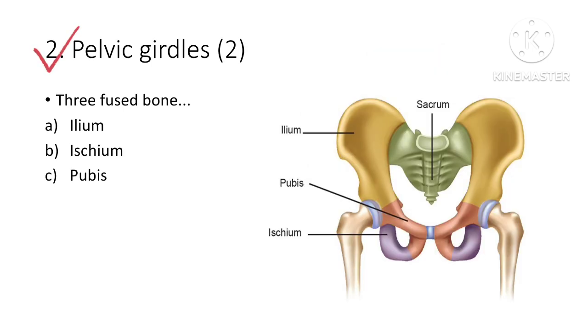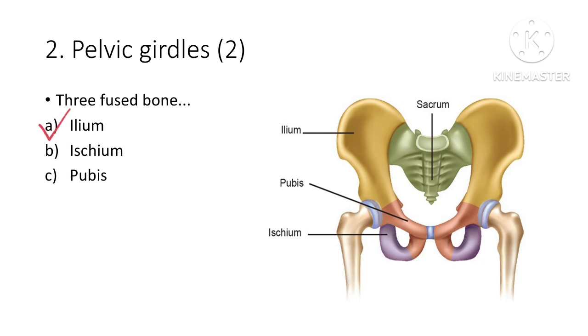The pelvic girdle, also known as the hip girdle, is the bony structure that supports the legs and connects them to the axial skeleton. It consists of two large, heavy bones, each called the hip bone or innominate bone. Each hip bone consists of three fused bones, the ilium, ischium, and pubis.